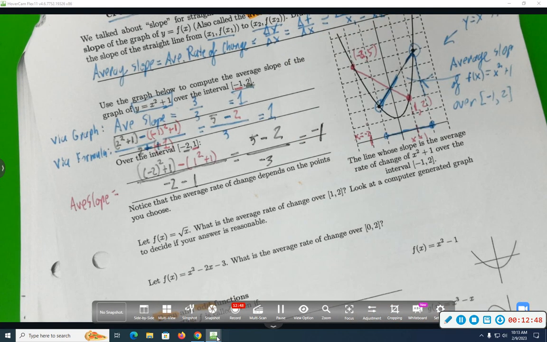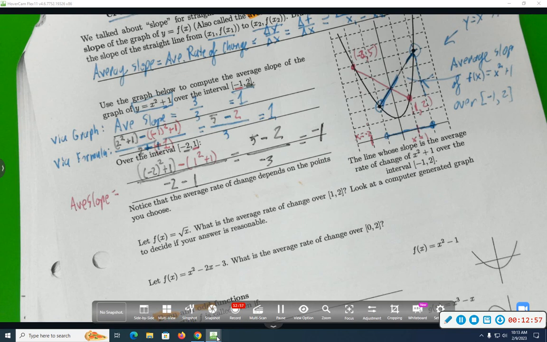So those of you who did it the other way, you probably got something like 2 minus 5 over positive 3. That's exactly what happens when you switch the order of the points: the numerator and the denominator both change sign. Negative divided by negative is positive. I'm feeling good? Alright. Here's the notion of average rate of change, also known as average slope.